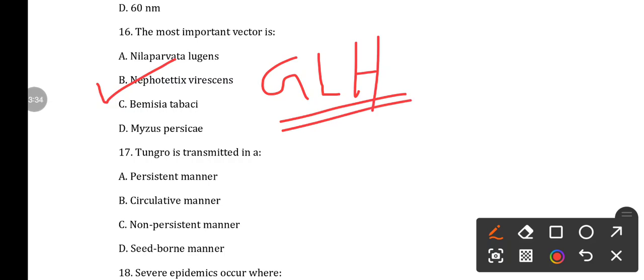Next, question number 17. Tungro is transmitted in a: option A persistent manner, option B circulative manner, option C non-persistent manner, and option D seed-borne manner. This is generally transmitted in a non-persistent manner, meaning it will not transmit from one generation to another, nor does it multiply inside its vector.